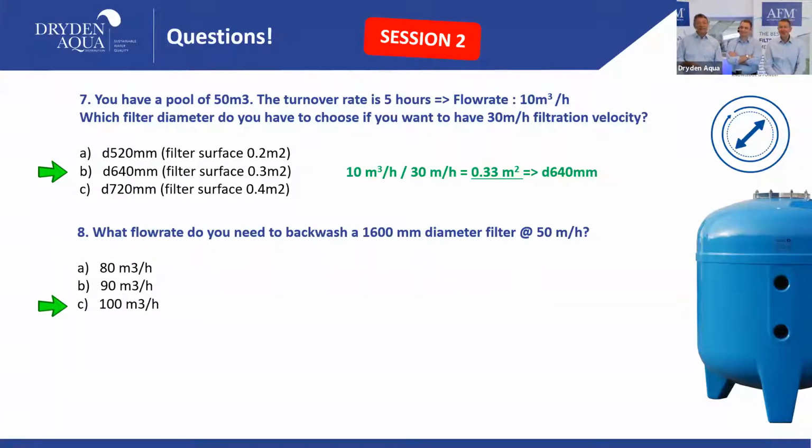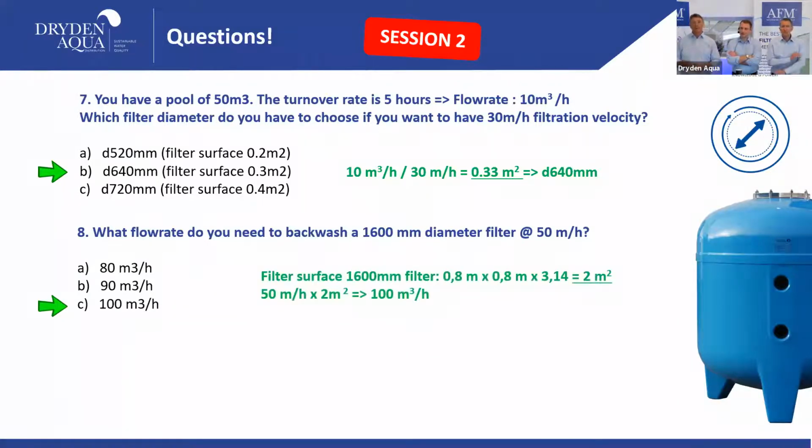The answer is C. We want to have 15 meters per hour filtration velocity. We also could go to 40, then it would be A. But if you want to go to 50, this is the calculation: speed multiplied by filter surface, you get your flow rate.